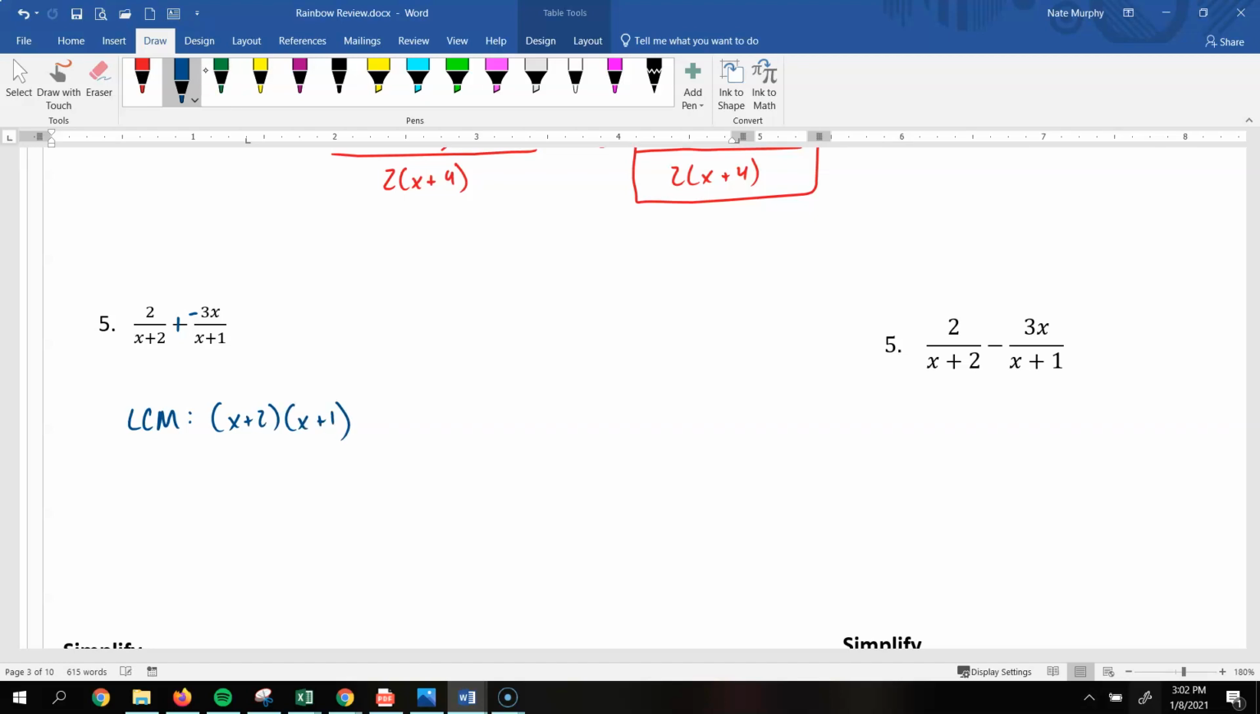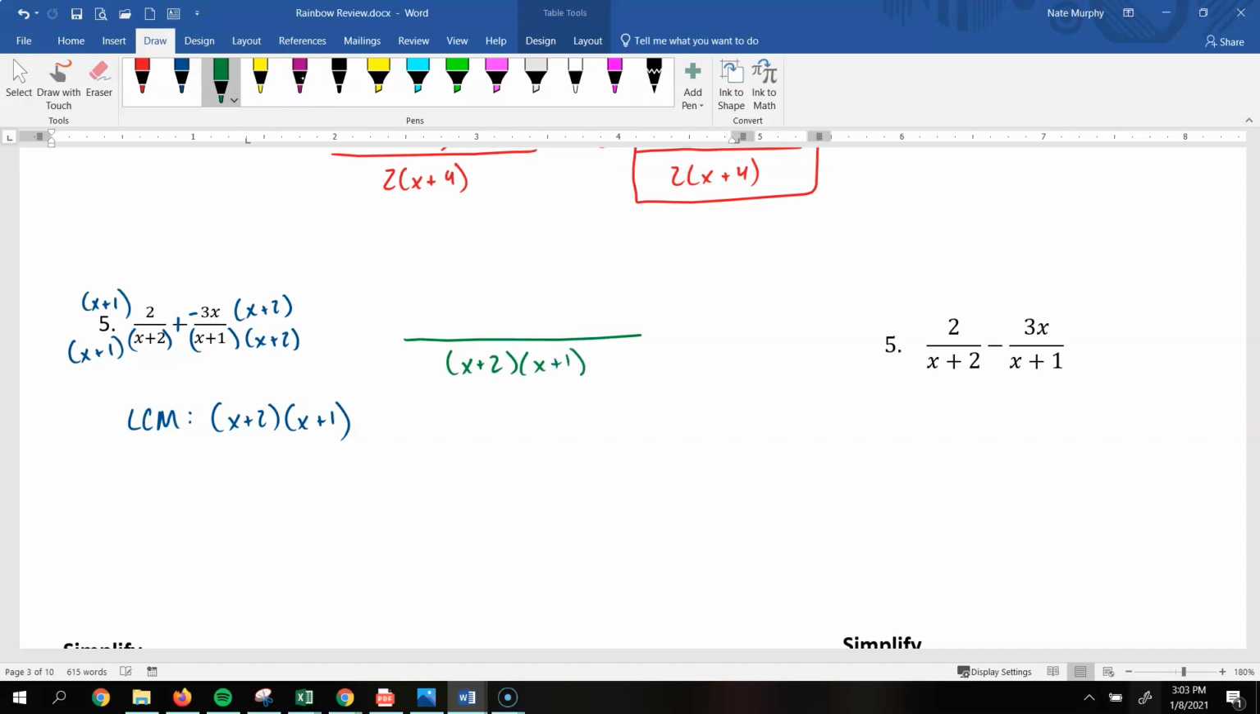That first fraction is missing the x plus 1 in the denominator. The second fraction is missing the x plus 2 in the denominator. So when we go to simplify or multiply this together, my denominator is going to be x plus 2 times x plus 1. My numerator, I'm going to distribute the 2 through to get 2x plus 2 there. Distribute the negative 3x through, and we get negative 3x squared minus 6x.